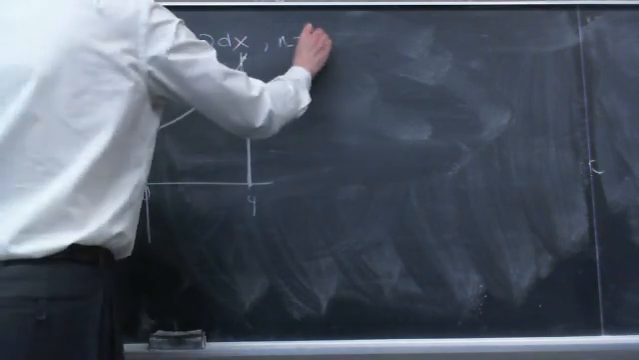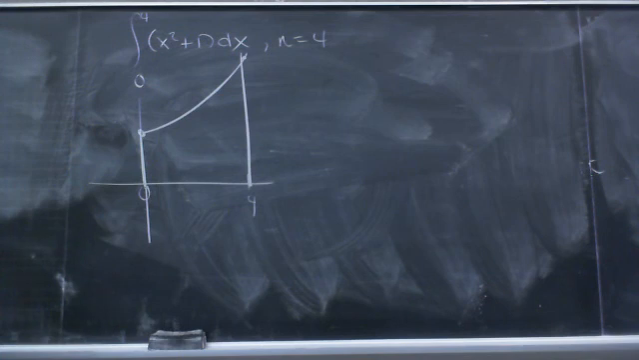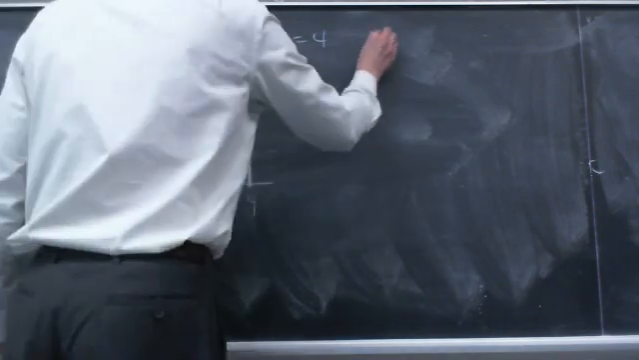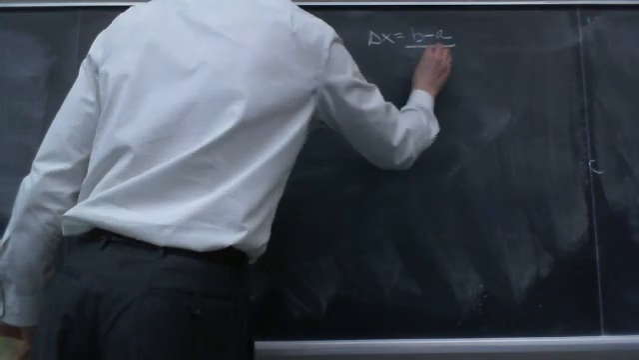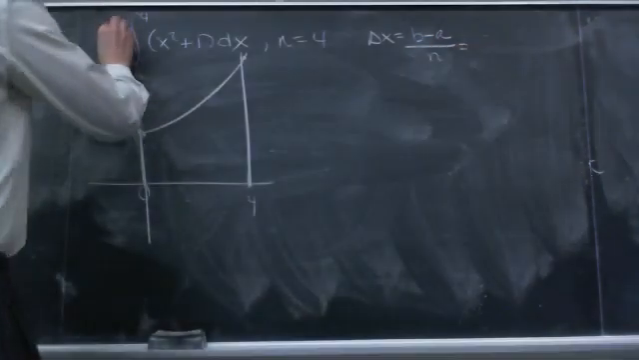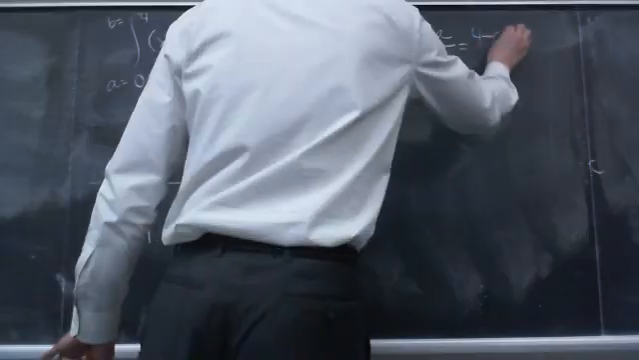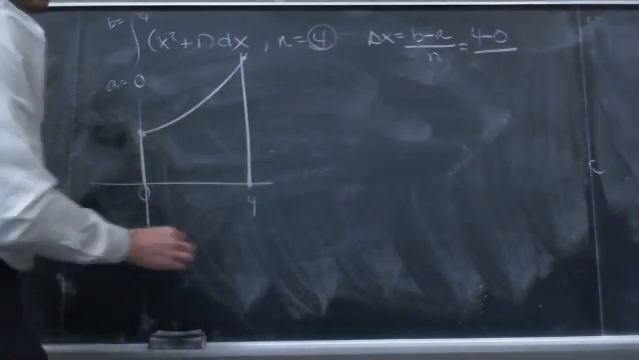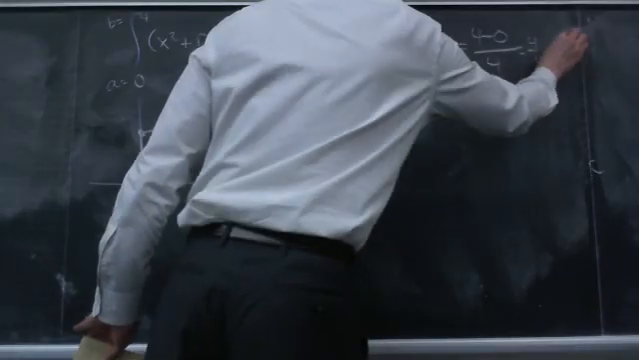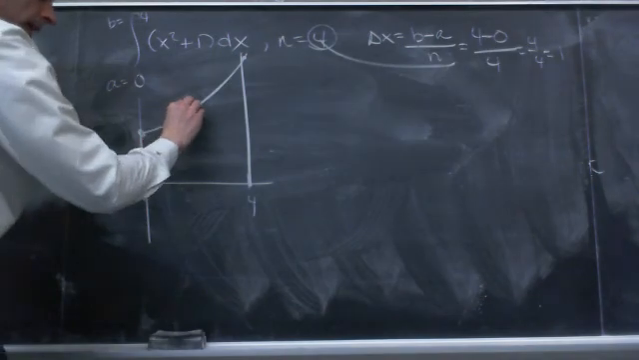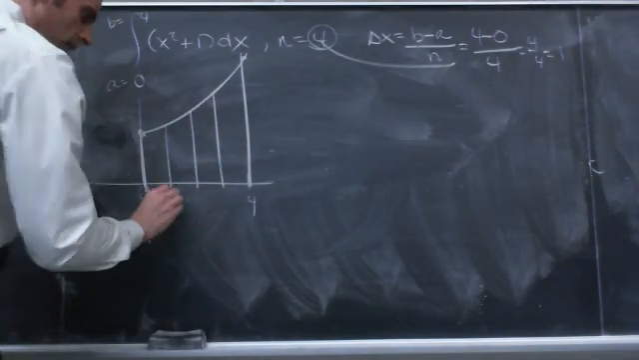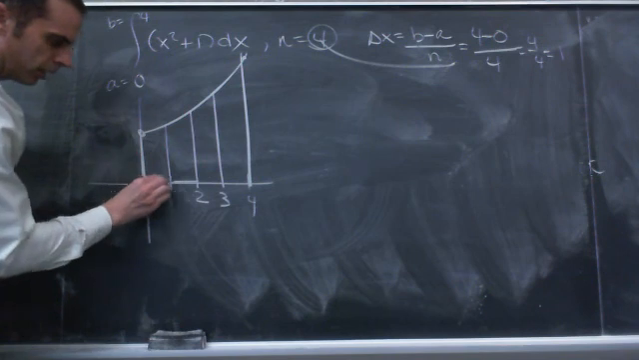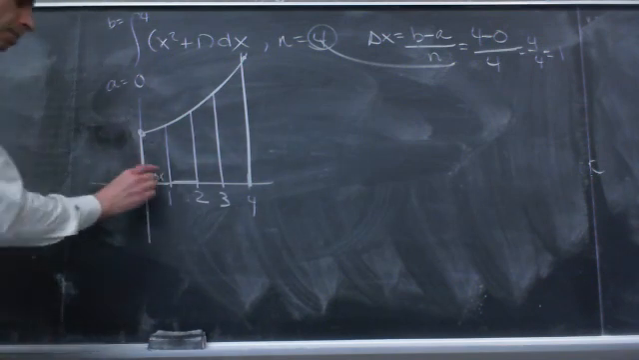And I'm going to choose to break it up into 4 equal rectangles. So what is the size of each base of the rectangle? Well, delta x will be equal to b minus a over n. This is a, your lower limit. This is b, your upper limit. So it's going to be 4 minus 0, and n represents how many rectangles of equal width you choose to have. So the 4 goes down there. 4 over 4 is 1. That means each rectangle will have a base width of 1. So 0, 1, 2, 3, 4. Each of these is a width of 1. That's your delta x, the base of each rectangle.